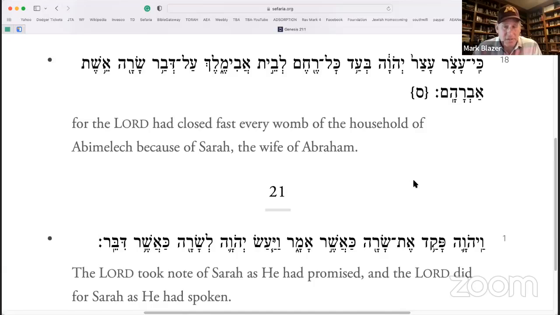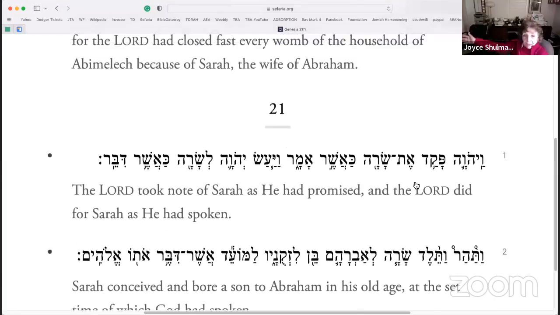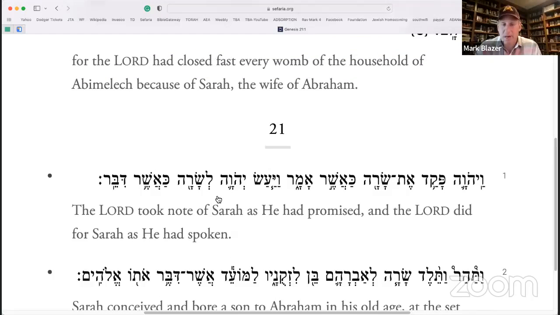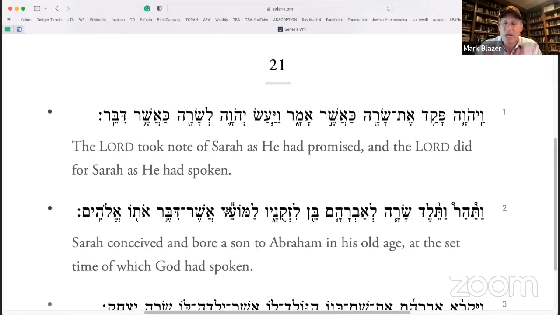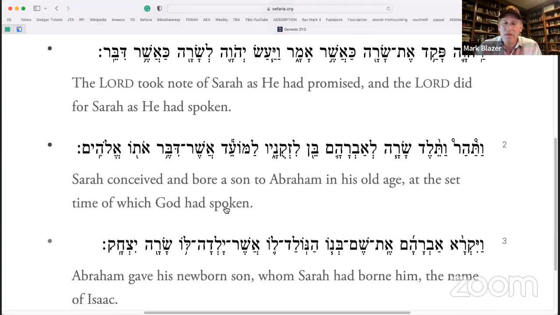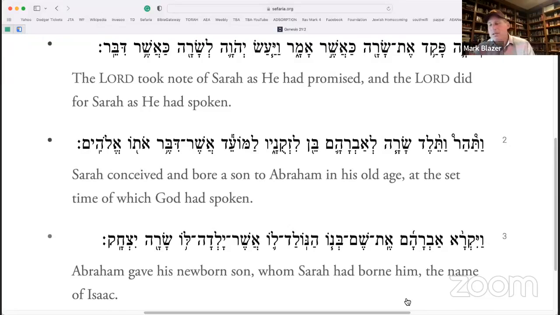But look at the next sentence, which again is a break: the Lord took note of Sarah as he had promised, and the Lord did for Sarah as he spoke. So we're back to the Lord again. We're away from God, and back it's to the Lord there. And the Lord took note of Sarah as he had promised, and the Lord did for Sarah as he had spoken. Sarah conceived and bore a son to Abraham in his old age, at the set time of which God had spoken. And Abraham gave his newborn son, whom Sarah had borne to him, the name Isaac. Yay, Isaac. We get Isaac. Finally. We've been waiting for the son, and finally he's born.